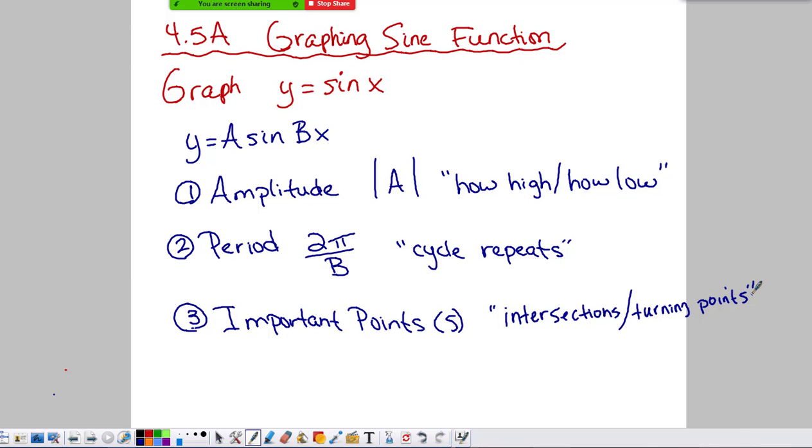Intersections are where they're crossing something, so we're really looking for where they're going to cross the x-axis. Turning points. What's a turning point? If I got a graph going something like this, what would you think a turning point would be? Yeah, right? So if you're going up and then you turn and go down, or where you're down and you turn to come up. So the first one you're always going to find is when x equals 0. So that's going to be your y-intercept, right?